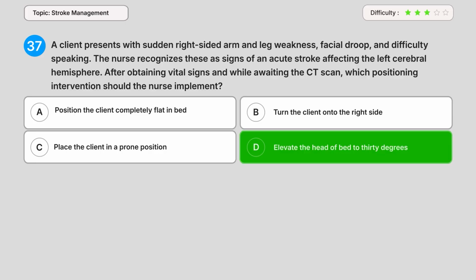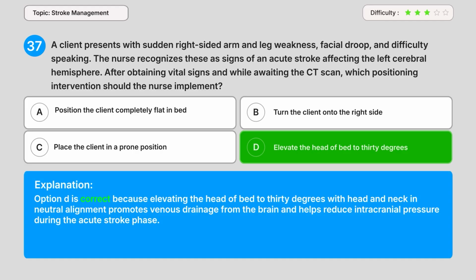Correct answer, D. Elevate the head of bed to 30 degrees. Explanation: option D is correct because elevating the head of bed to 30 degrees with head and neck in neutral alignment promotes venous drainage from the brain and helps reduce intracranial pressure during the acute stroke phase.